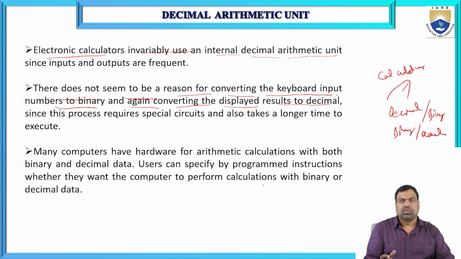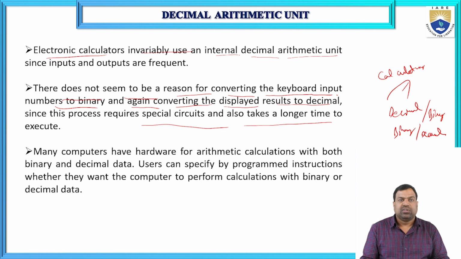So when we enter inputs on the keyboard, they would be converted to decimal, then converted to binary, and the process requires special circuits that take longer time to execute. What are the special circuits? They convert from decimal to binary and binary to decimal.